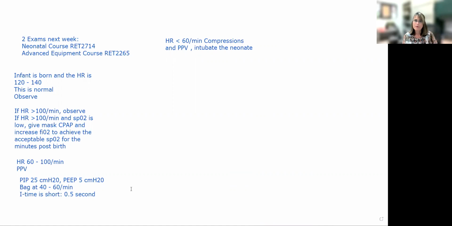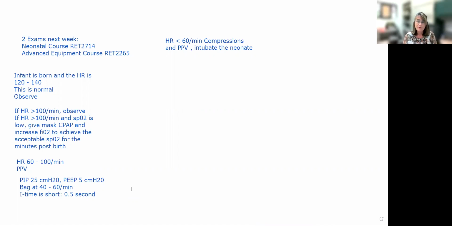So if you can remember the 3 different categories for heart rate: greater than 100, 60 to 100, and then less than 60. Those are the 3 categories. And then what should you do? So better than 100, you don't have to do anything unless their O2 stat is low. 60 to 100, you want to start ventilating, so positive pressure ventilation. And heart rate less than 60, not only are you doing positive pressure ventilation, but you start compressions.